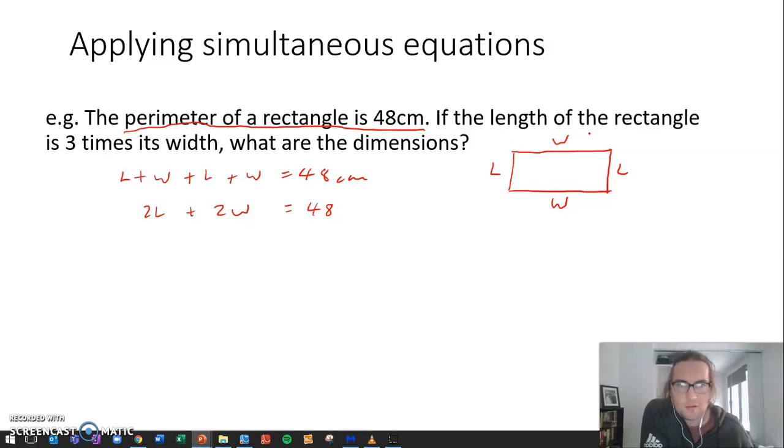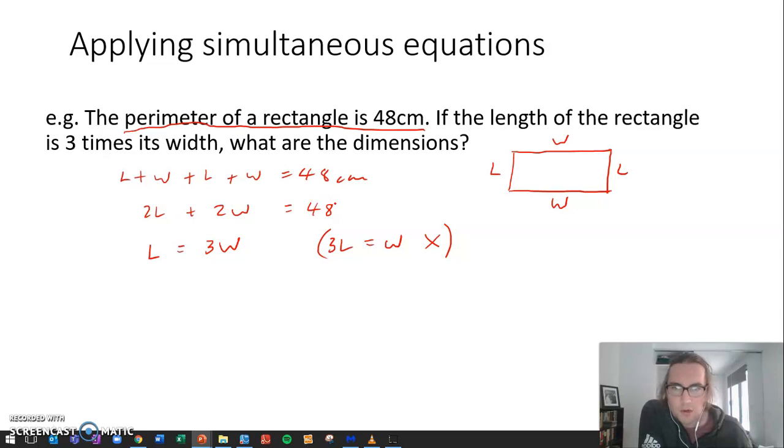If the length of the rectangle is 3 times its width, that means L is equal to 3W. I find these kind of statements really tricky. Sometimes I'll do this, that's not correct, that's correct. The way I like to think about it is that if the length of the rectangle is 3 times its width, so 1L is equal to 3W. You just got to be really careful with that.